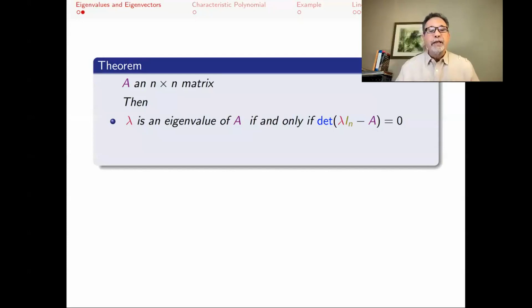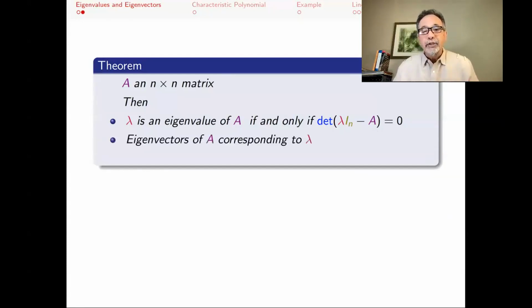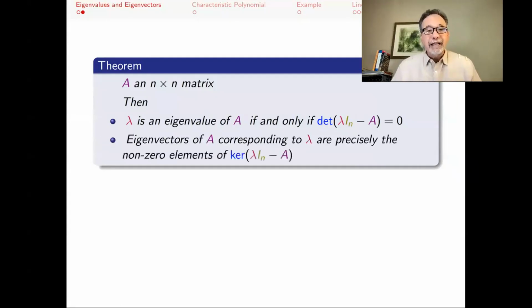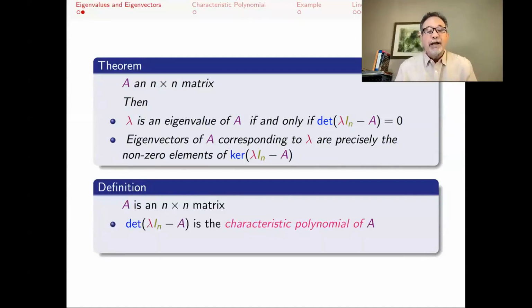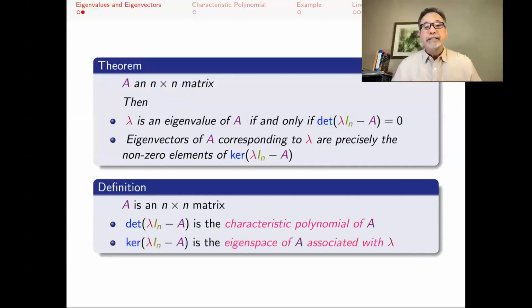And those are the only eigenvalues of A. Also, eigenvectors of A corresponding to lambda are going to be precisely the non-zero elements of the null space, or the kernel, of lambda I minus A. Okay, so this was the subject of a previous video. Because of that, we made the following definitions. That determinant of lambda I minus A, we called the characteristic polynomial of A, and the null space, the kernel, null space and kernel are different words for the same thing, of this matrix lambda I minus A is called the eigenspace of A associated with lambda.